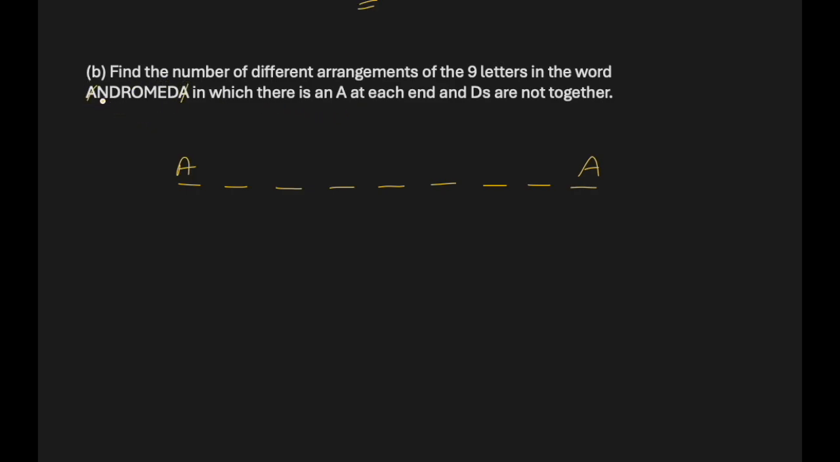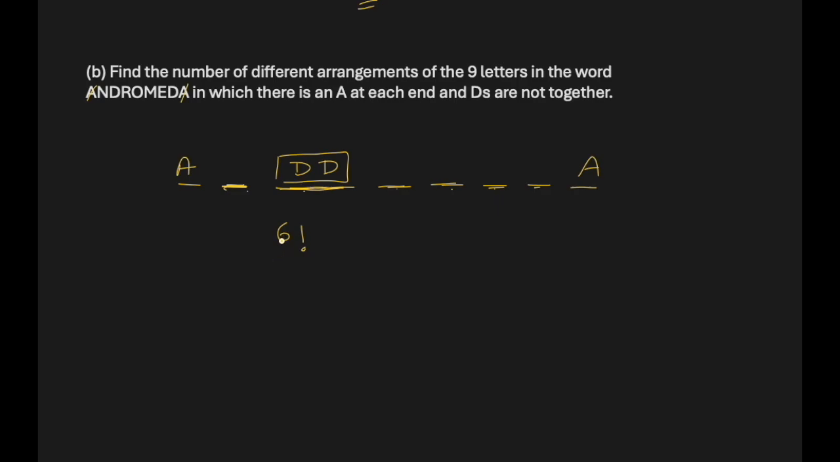Now we have how many left? 7. So A at each end, and D's are not together. How many D's are there? D, 2. So let's say that those D's are together. Okay, put them together. How many ways can they be together? So this is one place, and now they are together, so this becomes one place. This. How many are these? 1, 2, 3, 4, 5, 6 ways they can be together. Don't worry about A's because they are fixed.